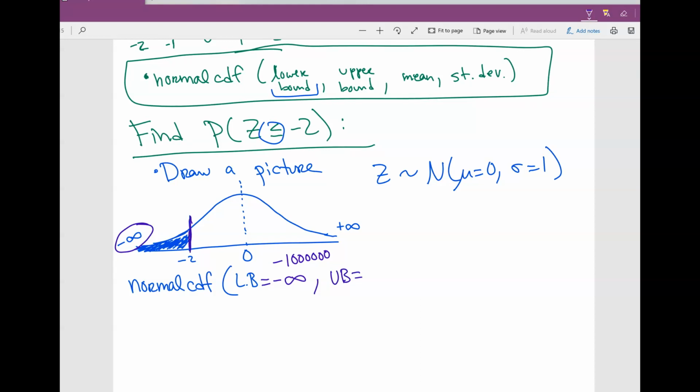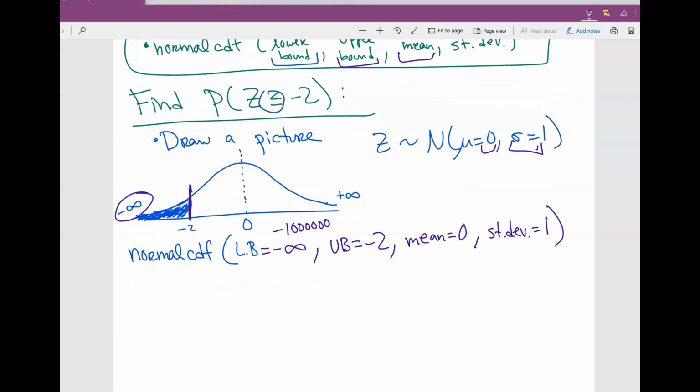Okay, what is it? -2. So that's my upper bound. Then after that, it's going to be my mean. My mean in this case is going to be equal to 0, because that's what that equals to. And then what's going to be my standard deviation? Well, my standard deviation is going to be equal to this guy, which is going to be equal to 1. All right, now all I have to do is put this in our calculator.